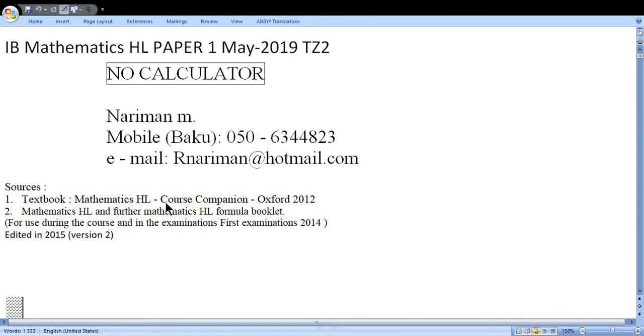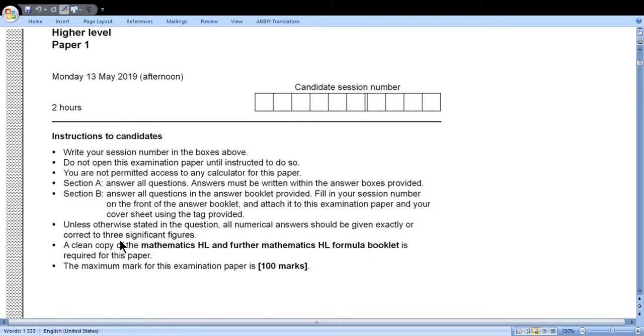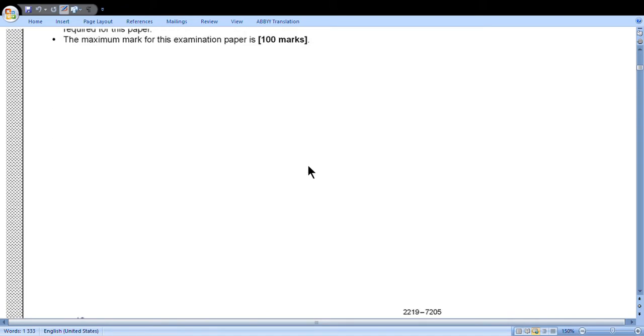Sources: textbook Oxford 2012, and for sure you should have the formula booklet according to the cover page. A clean copy of the Mathematics HL and Further Mathematics HL formula booklet is required for this paper. Let's start.